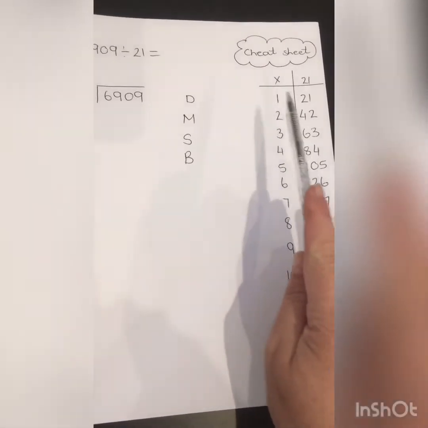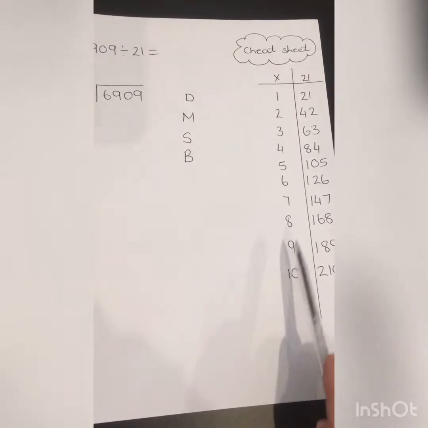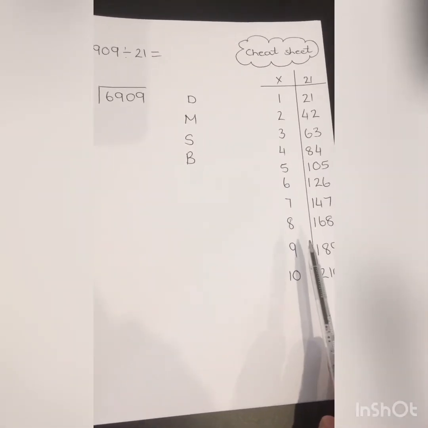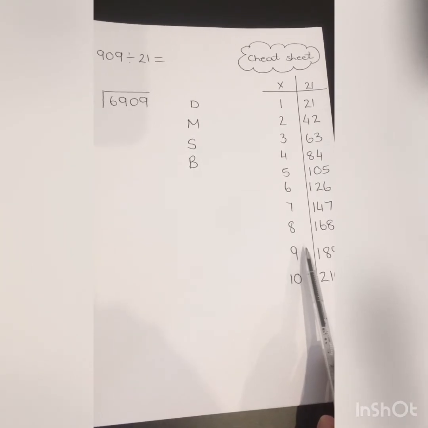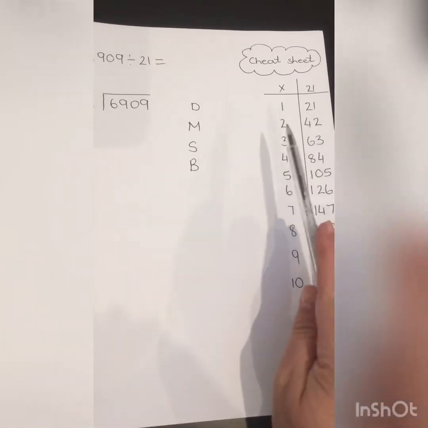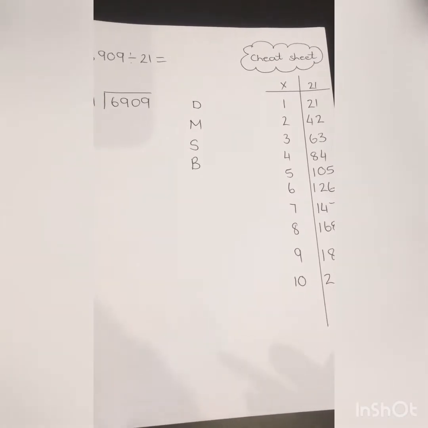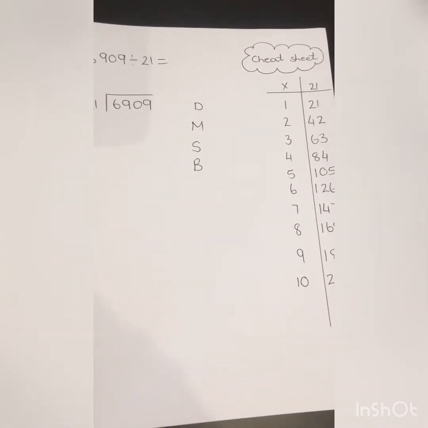All right. Sometimes this is actually the hardest part of a long division, knowing exactly what your 21 times tables are. And no, we don't expect you to know it off by heart, and that's why we expect you to do the cheat sheet on the side. All right, so let's have a look.